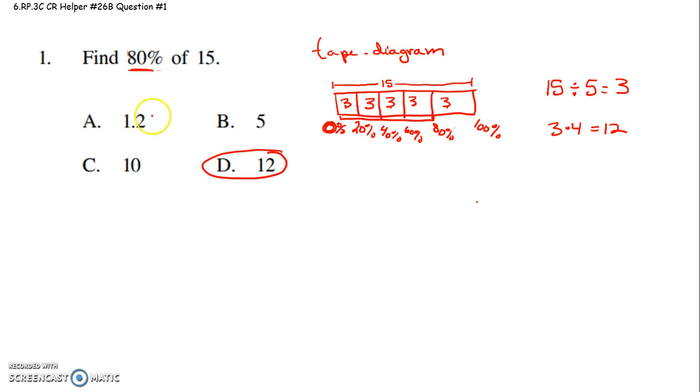Let me tell you, 1.2 is a very small part of 15. If it's 80%, it's more than half. Well, half of 15 would be 7.5. So 5 and 1.2 don't even have a shot. So it was really between 10 and 12, because 50%, half of 15, is 7.5. And we need more than 7.5. All right, so that's a way to eliminate some answers. Hope that helps. Tape diagrams are pretty nice when we're dealing with percents.